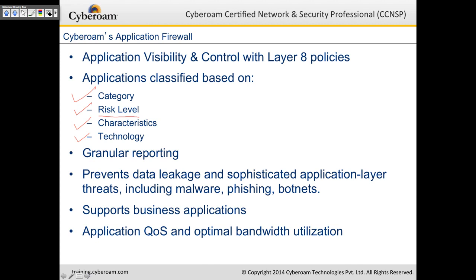You have also got different categories of applications classified. Most important is the characteristics as well. You might get a requirement from some of your clients coming up to you and saying, I need to block all my bandwidth consuming applications. That's a pretty vague statement. How do you find out all the applications which use maximum bandwidth?